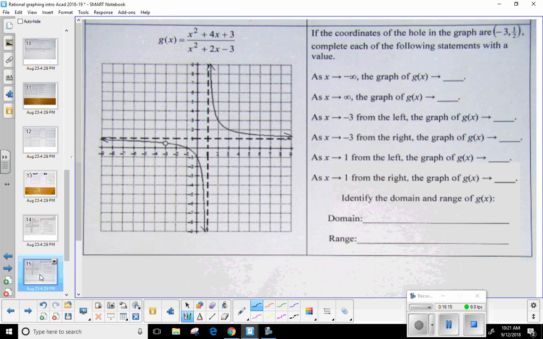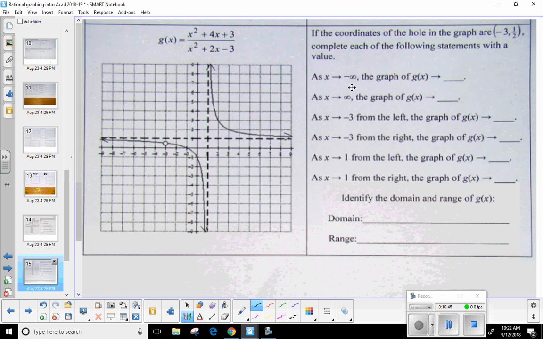Okay, so let's try this one. We've got another rational function: x squared plus 4x plus 3 over x squared plus 2x minus 3, and we have a hole at negative 3, 1/2. As we approach positive or negative infinity, what do we call that again? Two-word phrase starting with E? The end behavior. That's what we refer to as the ends. If you ever hear that, that's what we're referring to.